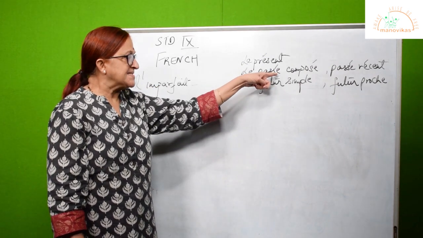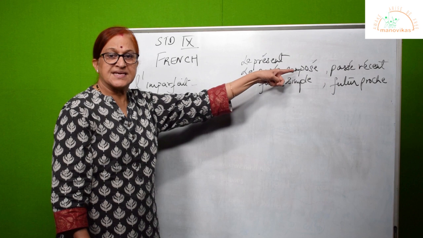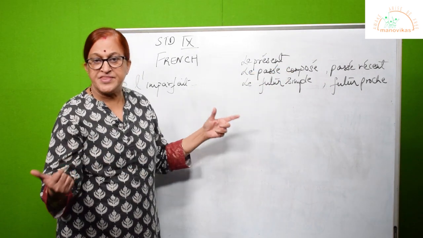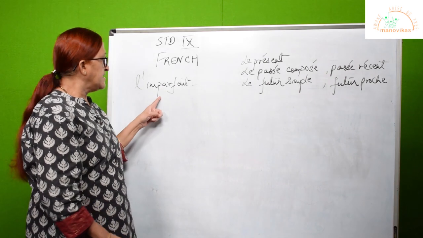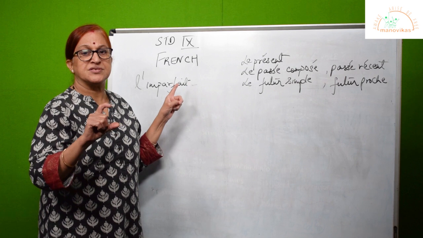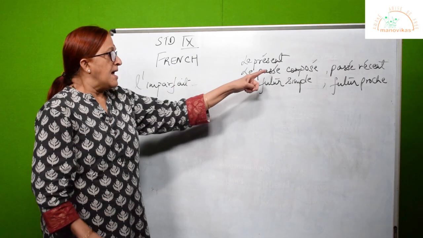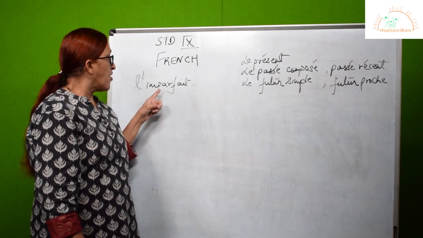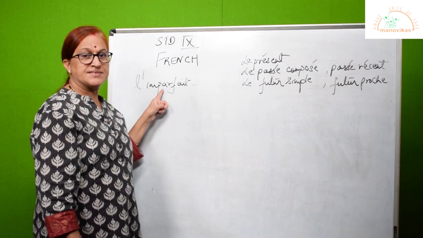Here we saw passé composé. And as I said earlier, the action is over. For example, I read the book. Here I was reading the book, means the action is continuing. I read the book yesterday. This is different from I was reading the book yesterday.